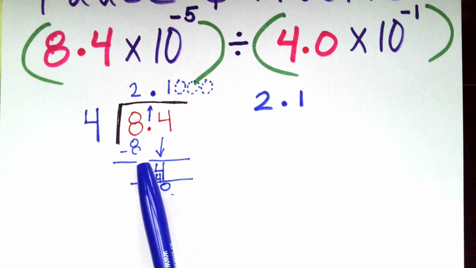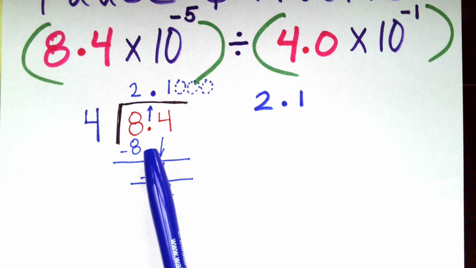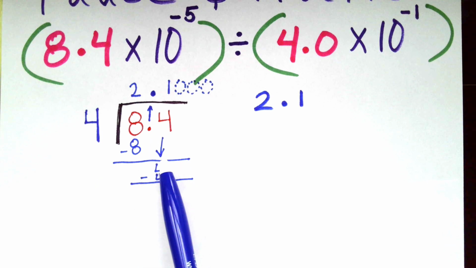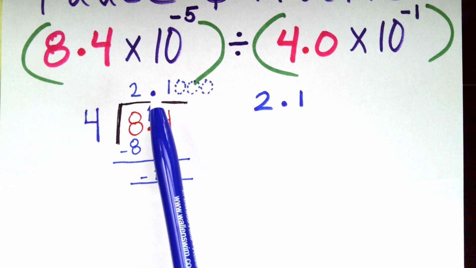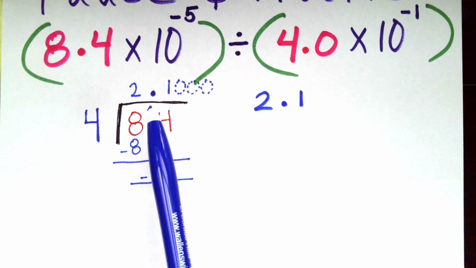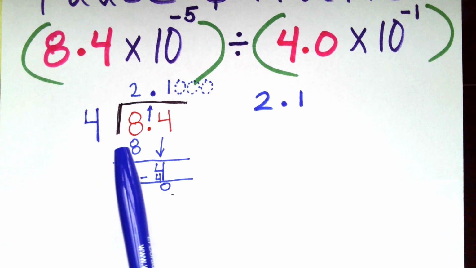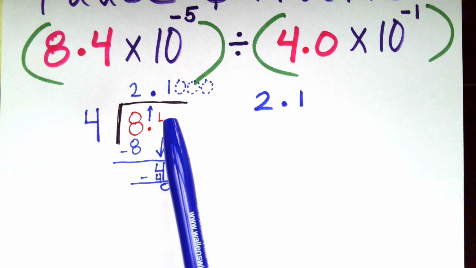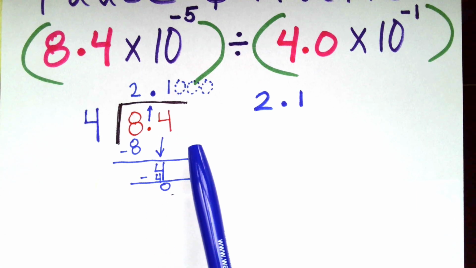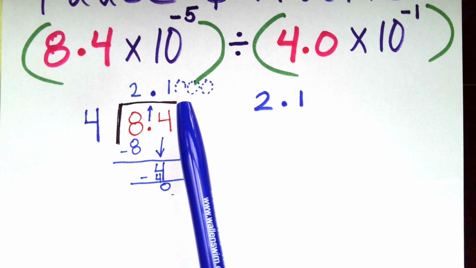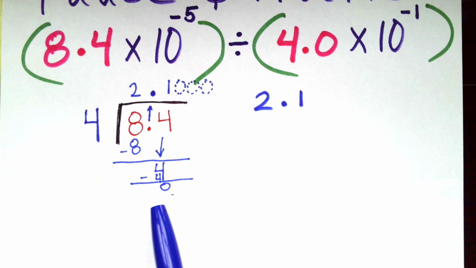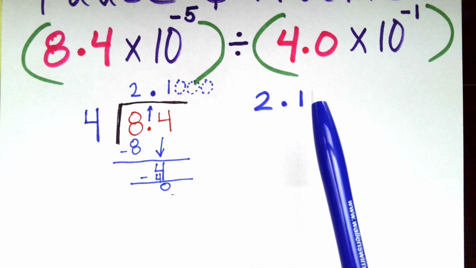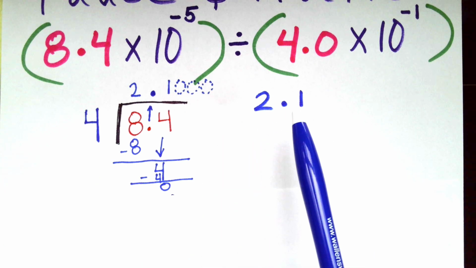So I can subtract. 8 minus 8 is 0. I'm going to bring down the 4. That's my next target number. Now, don't forget to raise up that decimal right above the divisor bar. It stays lined up, okay? And I know 4 times 2 is 8. That's bigger than 4, my target. That's not going to work. I'll drop it down. 4 times 1 is 4. So I'll subtract 4 minus 4 is 0. I have no remainders. My new coefficient is 2.1.